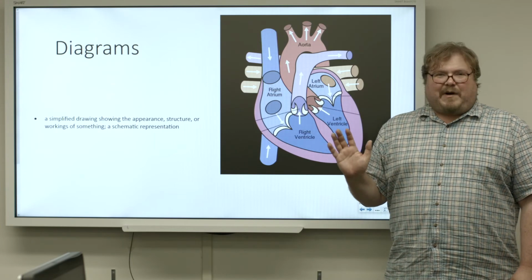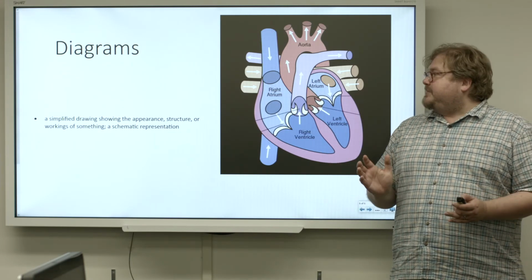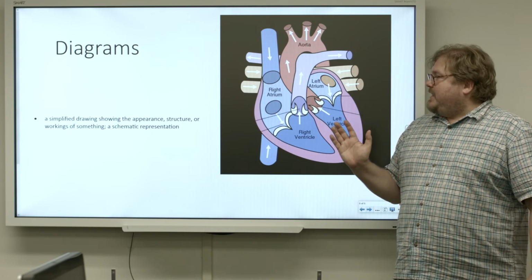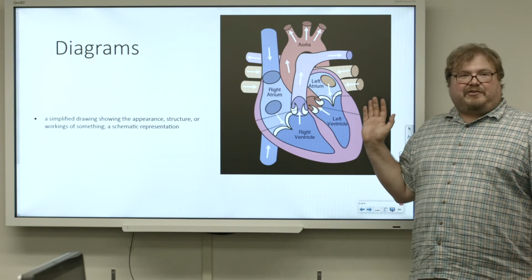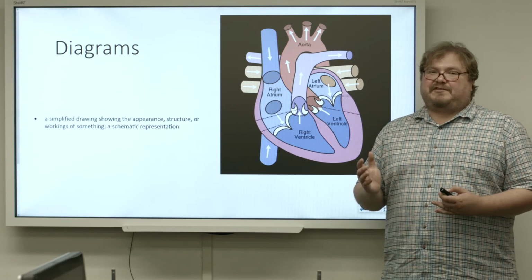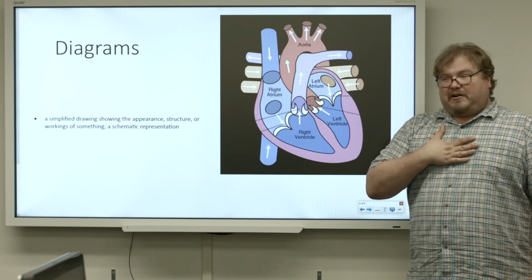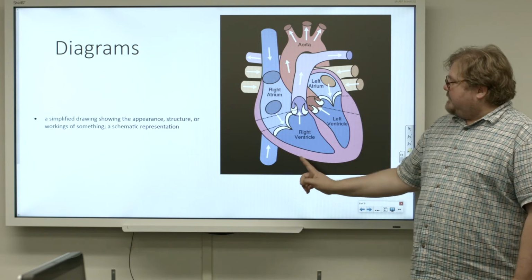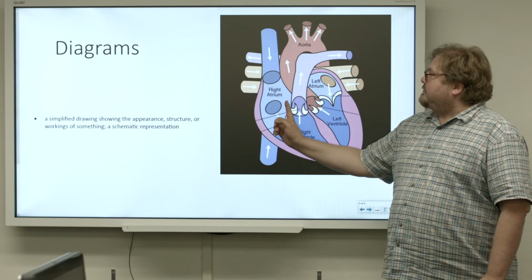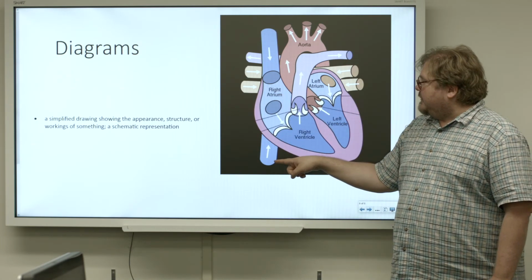The last and possibly the most difficult is a diagram. We will sometimes see these. A diagram is a simplified drawing that shows us a process. It shows us how something works. In this one we have a diagram of the heart with arrows showing us where blood goes in and tracing the flow of blood through the heart.